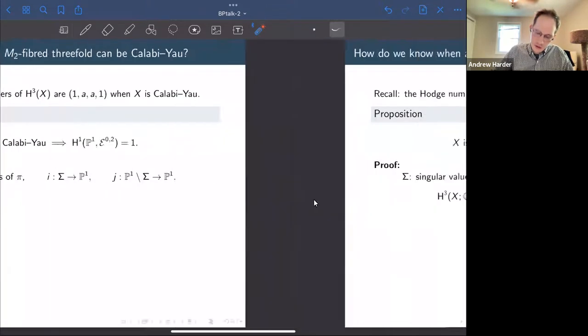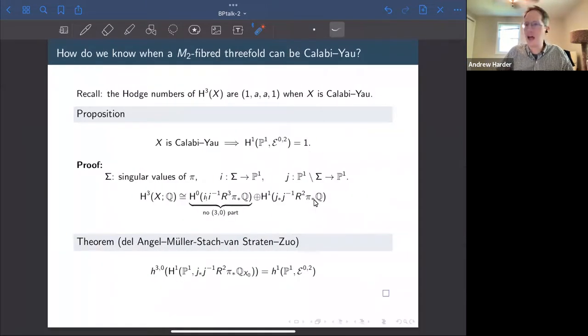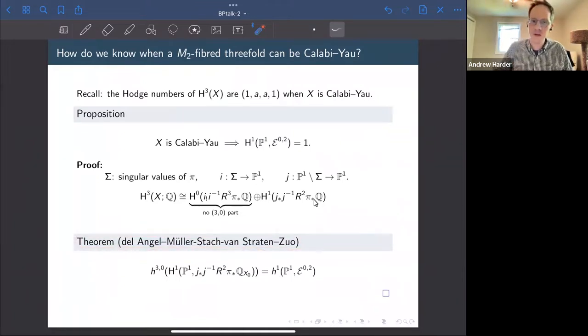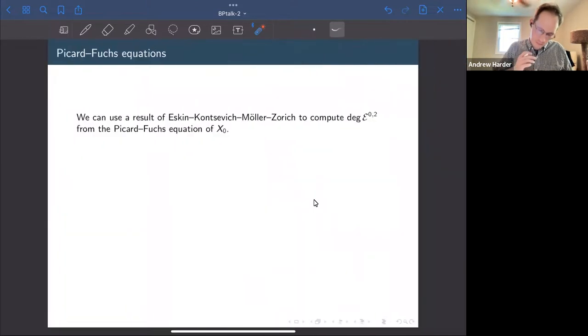So I'm not going to go too much into the proof of this. I have it written down briefly here. It doesn't really take much effort, and the heavy lifting is really done by this theorem here. And so I'll leave it at that. For the sake of time, I'll just leave it there. So we can then use a theorem of Eskin, Kontsevich, Möller, and Zorich to compute the degree of E02 from the Picard-Fuchs equation of the smooth part of my K3 fibred threefold.